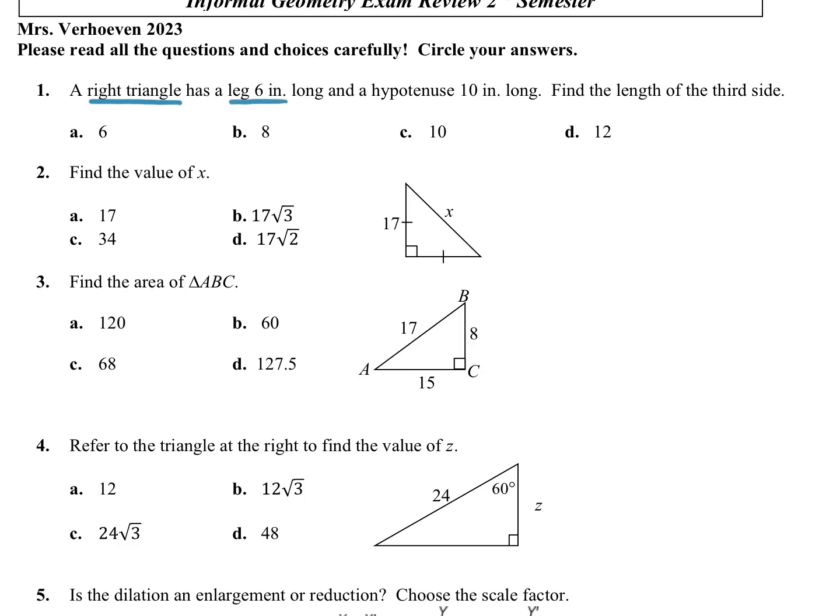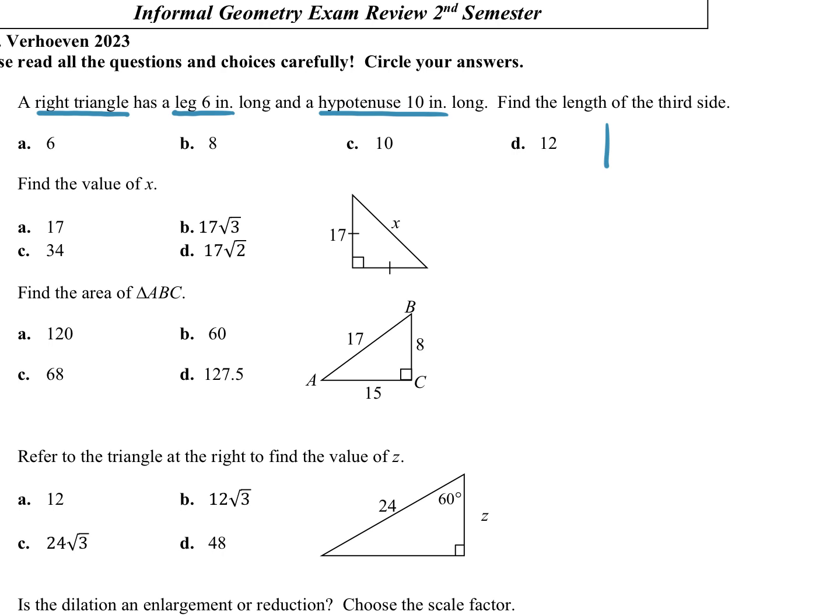A leg that is 6 inches, and a hypotenuse that's 10 inches. Okay, now if it helps you to draw a picture to see that, you can totally do that. If you have a right triangle, where is the hypotenuse? The slanted one. The longest one, the slanted one, the one that's across from the right angle.